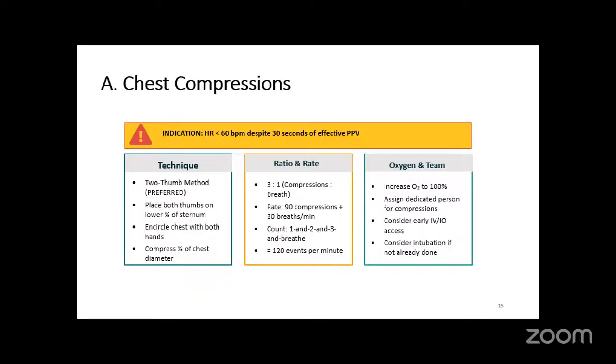Next up, oxygen. We know we have to increase the oxygen during this exercise. We also have to assign a particular person who is going to be handling the compressions. And we have to consider intubation if we had not intubated the baby prior.